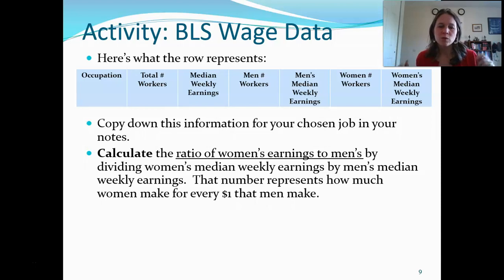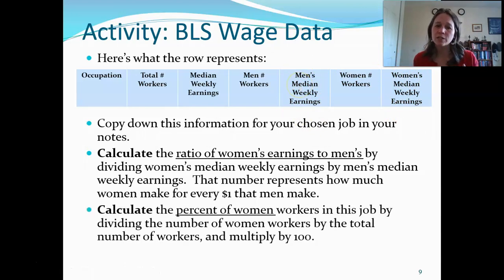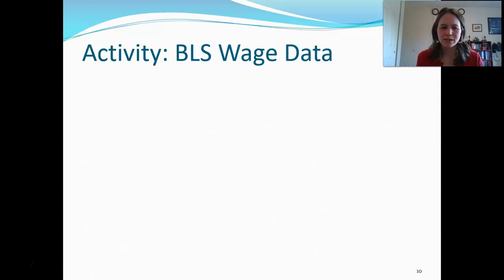So copy down this information from your chosen job, and then do some calculations. Let's do math. So calculate the ratio of women's earnings to men's by dividing women's median weekly earnings by men's median weekly earnings. So that number represents how much women make for every $1 that men make. The second calculation I want you to do is the percent of women workers in the job. Take the number of women workers and divide it by the total number of workers, and then multiply it by 100 to get a percent.